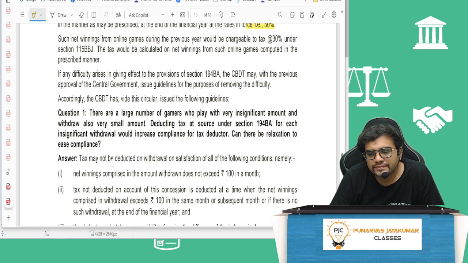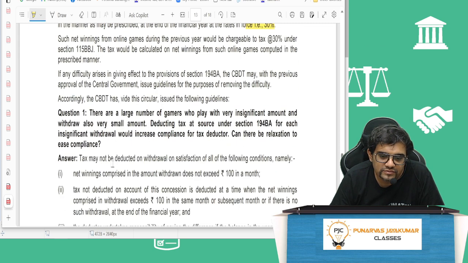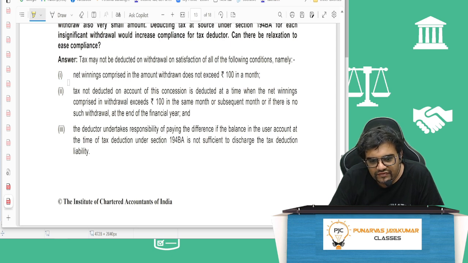is what they say. So there were some doubts which were raised. They are saying, sir, if the winning is 50 rupees, 20 rupees, 30 rupees, and that fellow is withdrawing 20 rupees, 30 rupees like that, should I deduct TDS that time also, is the question under 194BA. So that's why they said no. If the winnings is less than 100 rupees, no problem.